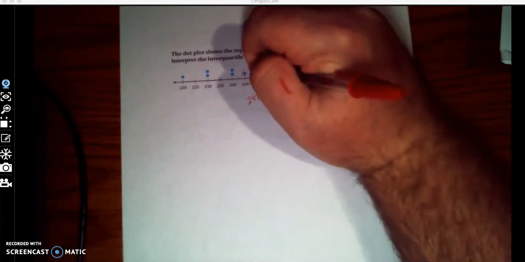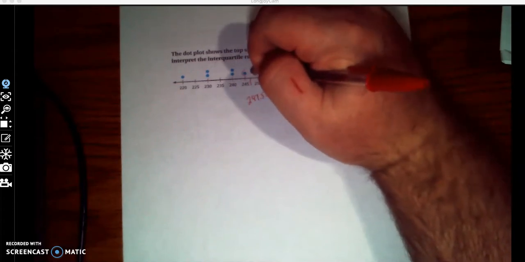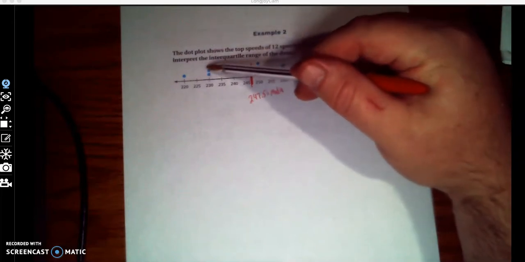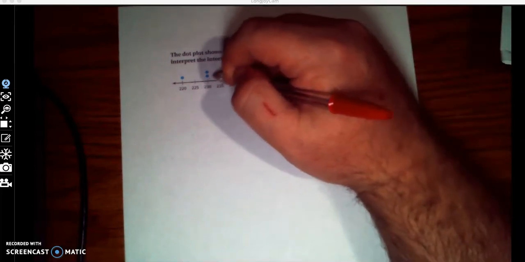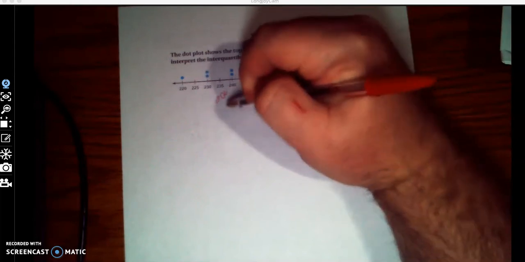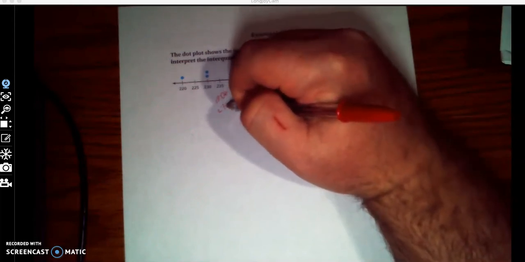Okay? So, I'm going to draw a line right here, because that's our median, at 247.5. Now, I should have 1, 2, 3, 4, 5, 6 numbers here. So, once again, I have to look for our third and our fourth. 1, 2, 3. Here's our third, and here's our fourth. So then, what's between 230 and 240? 235. So I'm going to put a first quartile is 235.